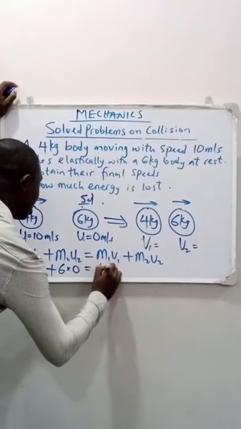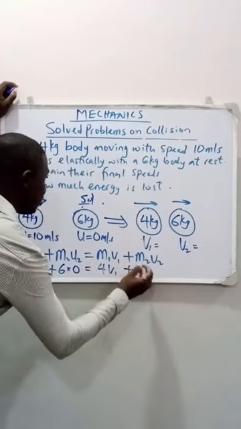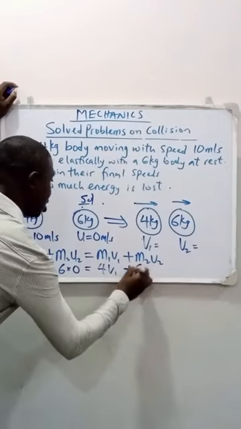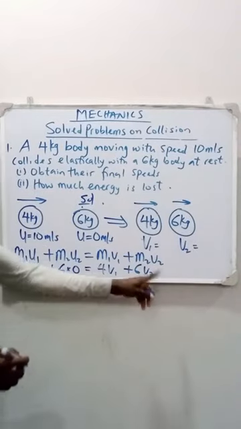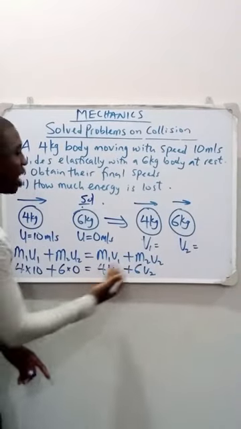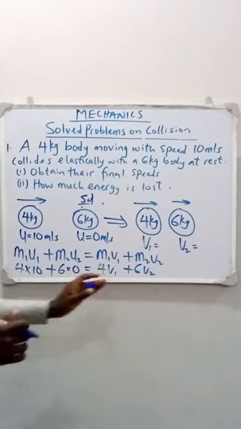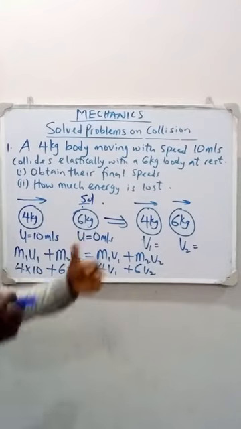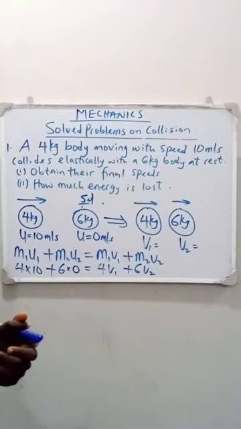So the mass will be 4v1 plus the m2, we have 6v2. Why? We don't know the values of v1 and v2. v1 and v2 are their final speeds after the collision. What we've done here is that we've applied the first principle, which is the conservation of linear momentum.